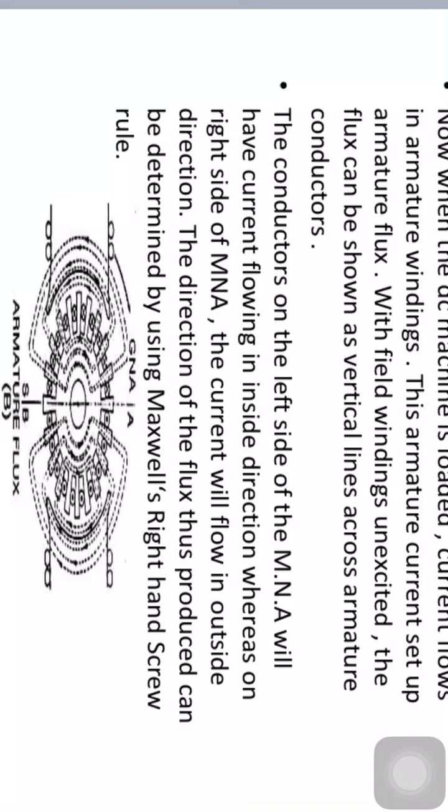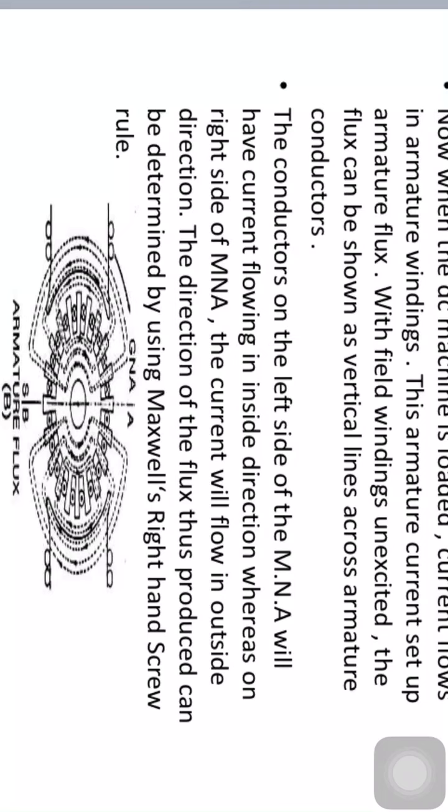This flux phi is represented by the arrows. The armature flux produced is analogous to that produced in the equivalent iron core solenoid with its axis along the brush axis.